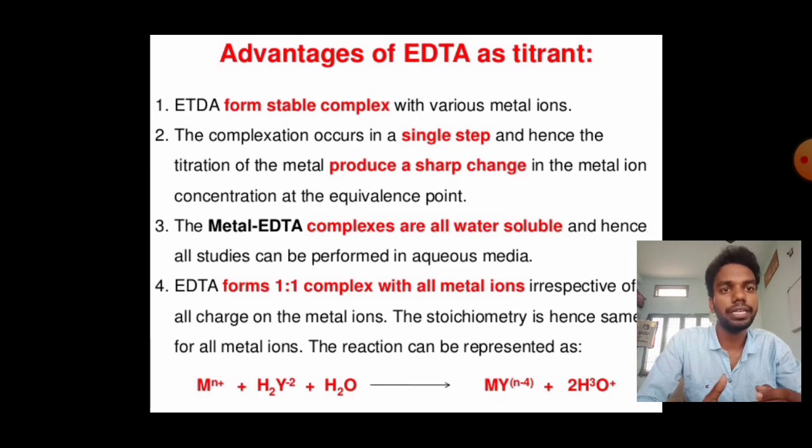Why EDTA? Because EDTA is a strong complexing agent, because it has 6 lone pairs of electrons. It donates 6 lone pairs of electrons to the central metal atom, forming chelates with the metal atoms, forming ring type structures, and hence forms strong complexes, and that complex forms in a single step. So a sharp endpoint is observed. All these metal EDTA complexes are water soluble, so you can perform the titration in aqueous media, and EDTA forms 1:1 complexes. So these are all advantages of EDTA used as a titrant.